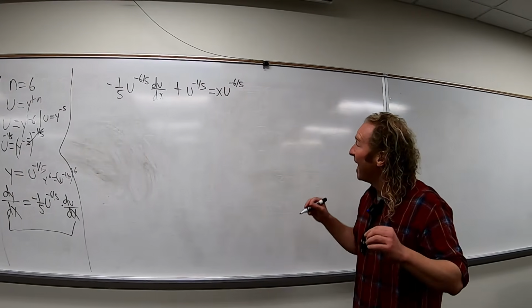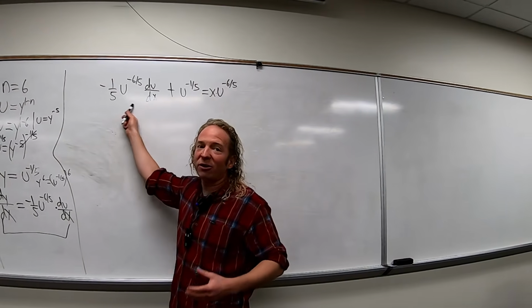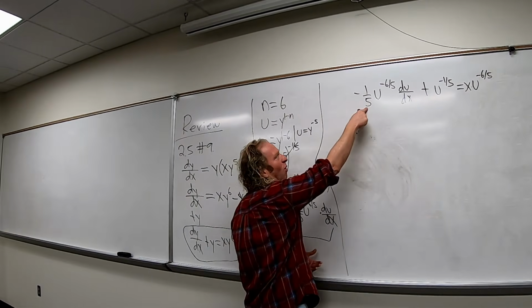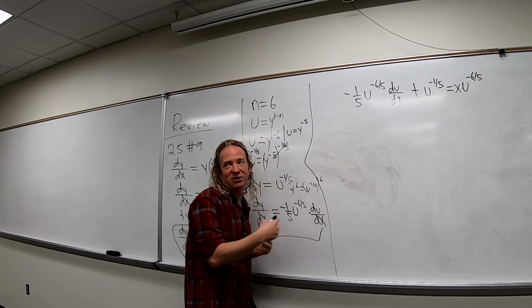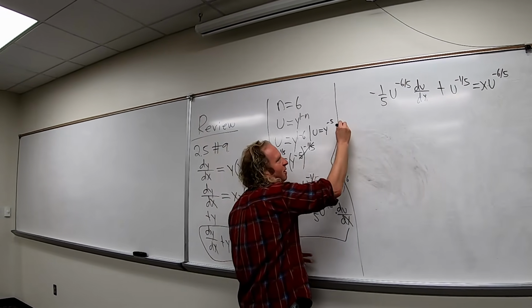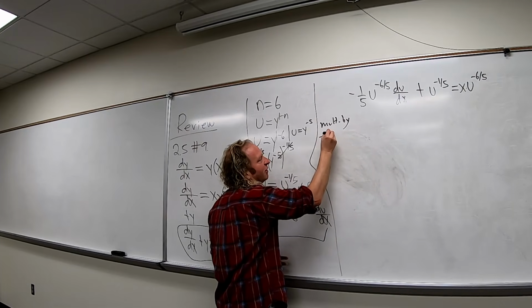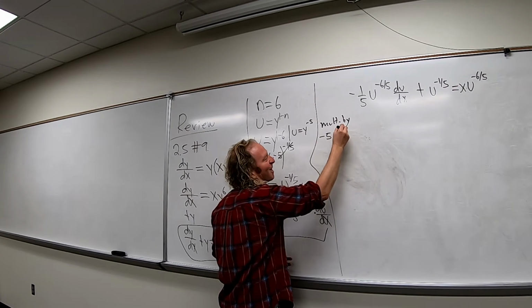Okay, all right. So now we have to make this a 1. You might say, oh, divide. You could do that, but that's hard. So the way I do it is I write down what I have to multiply by to make that a 1. That's just the way I do it. So multiply by negative 5 u to the 6/5. That's how pros do it.